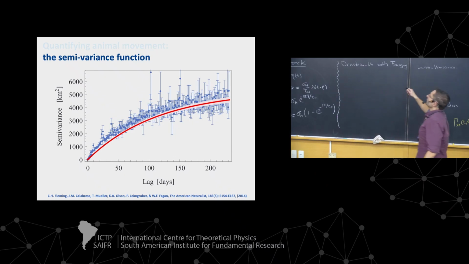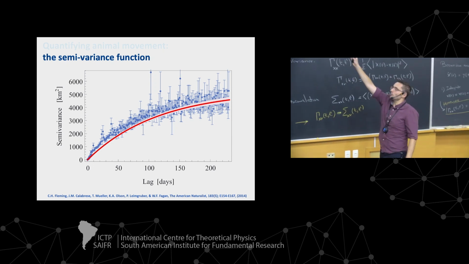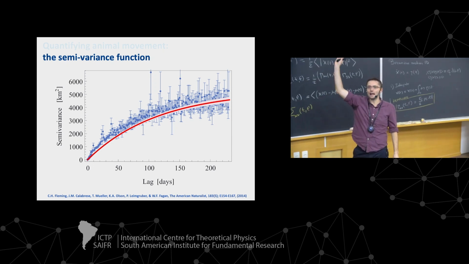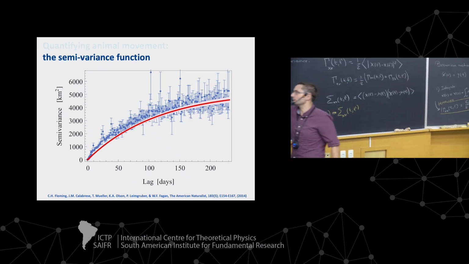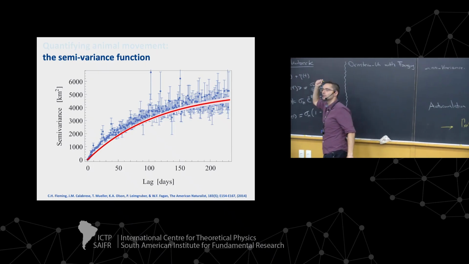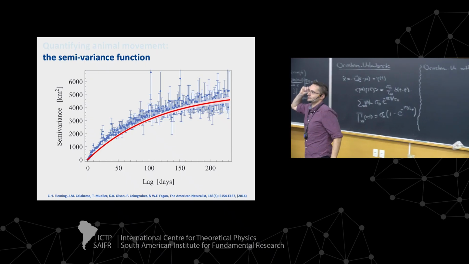So if I'm telling you that I'm not able to recover the short lag behavior of this semivariance function, what is it that I might be missing, assuming an Ornstein-Uhlenbeck process? If you do active matter, you have to know this.